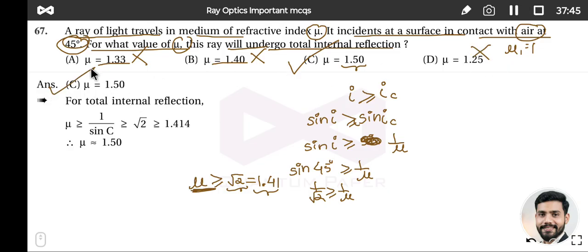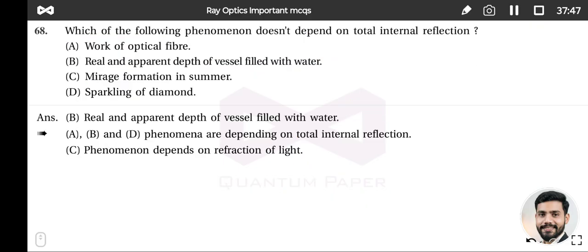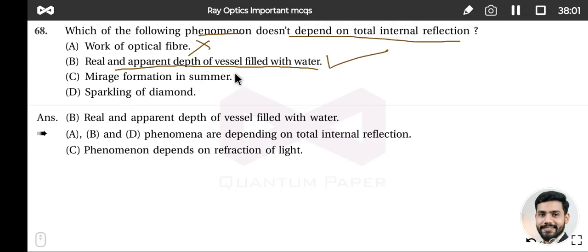Look at the next question. The question is, which of the following phenomena does not depend on TIR? Optical fiber is a part of TIR, so this is wrong. Real and apparent depth of a vessel filled with water, yes, this is not a part of TIR. Remaining, mirage formation is also a TIR part, and sparkling of diamond is also an application of TIR. So this is not a phenomenon of TIR.